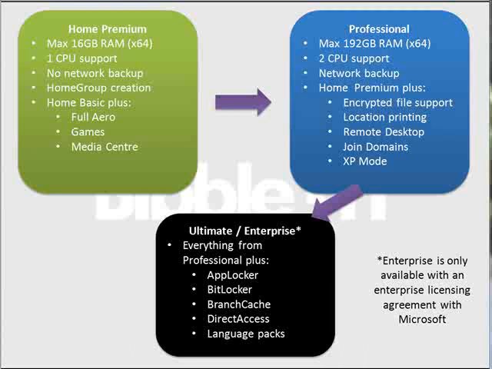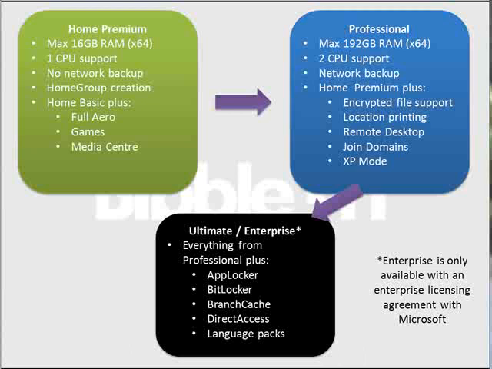So what do you get for your money with that? You get added features such as App Locker, BitLocker, Branch Cache, Direct Access, and language support packs. We'll cover all of those tools off in more detail, but just very quickly, App Locker is a tool that lets you restrict what applications your users can run on the desktop. BitLocker is a tool for providing full hard drive encryption or USB encryption.